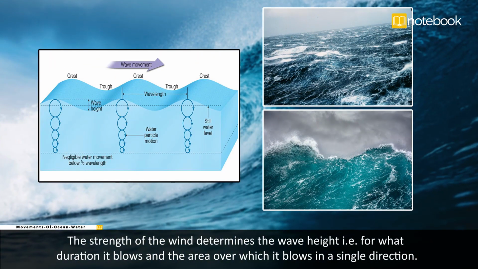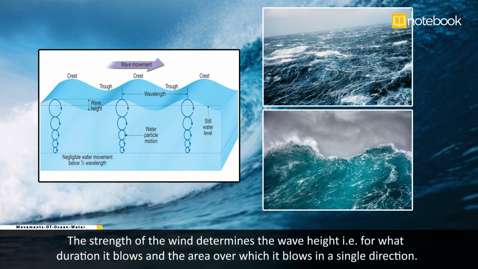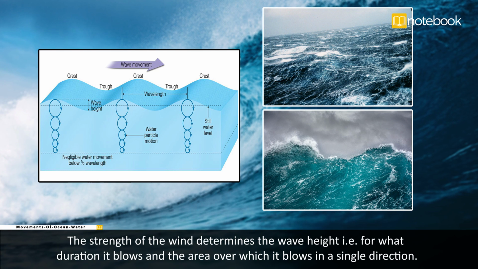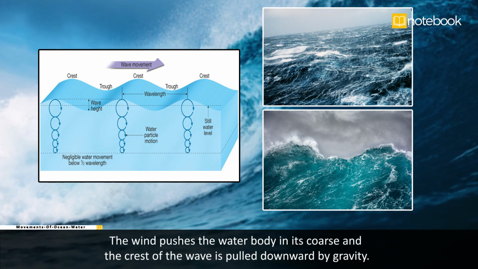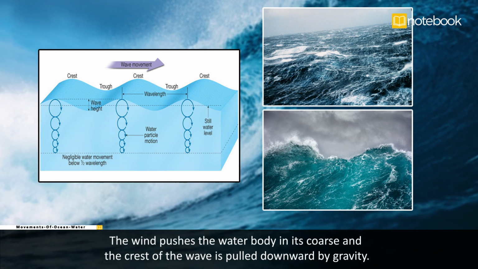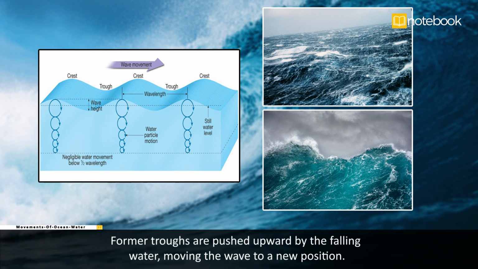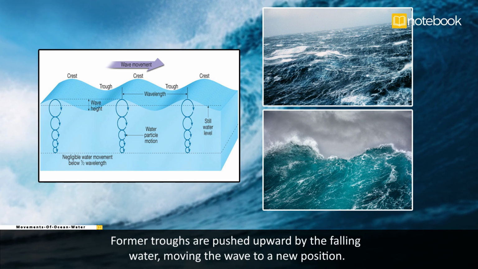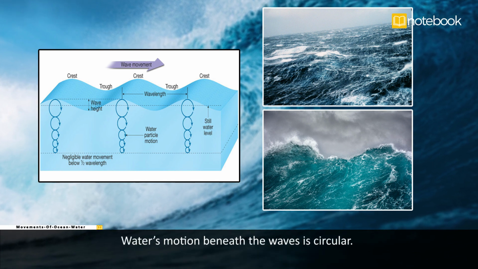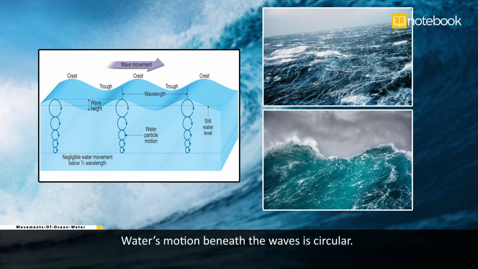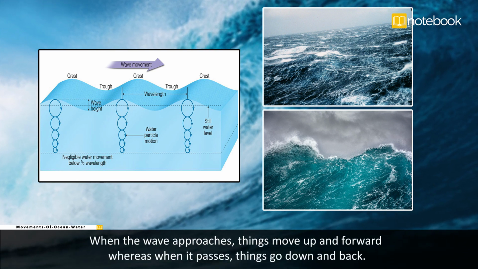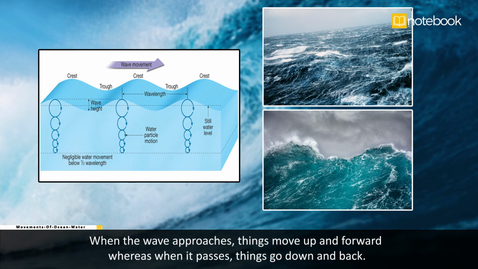The strength of the wind determines the wave height, that is, for what duration it blows, and the area over which it blows in a single direction. The wind pushes the water body in its course, and the crest of the wave is pulled downward by gravity. This is how water travels. Former troughs are pushed upward by the falling water, moving the wave to a new position. Water's motion beneath the waves is circular. When the wave approaches, things move up and forward, whereas when it passes, things go down and back.